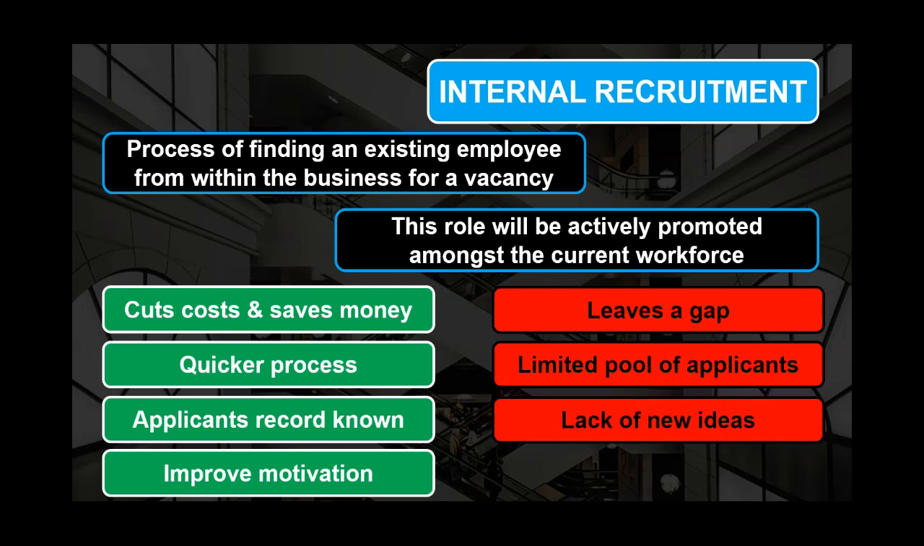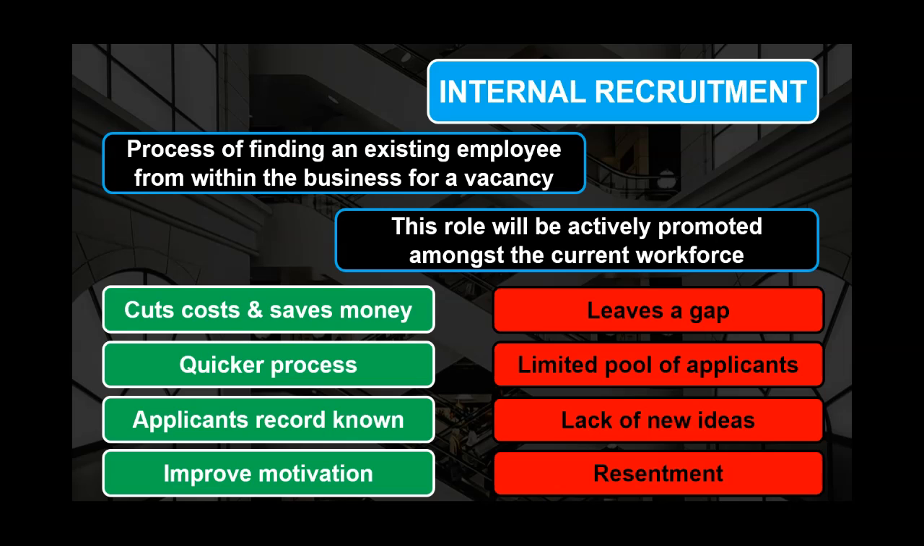Another negative is that applicants may lack new ideas. With them working for the company already, they'll be used to the way the business operates and may lack the vision to come up with new ideas. Finally, recruiting internally may breed resentment, as co-workers who are at the same level may end up managing or being managed by one another, or it may even mean they both apply for the same role, and that would in turn mean that one person beats the other. Now we've covered internal, let's move on to external.